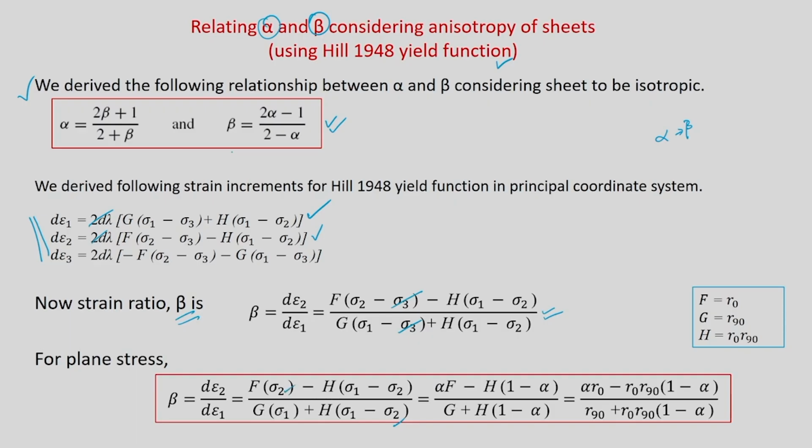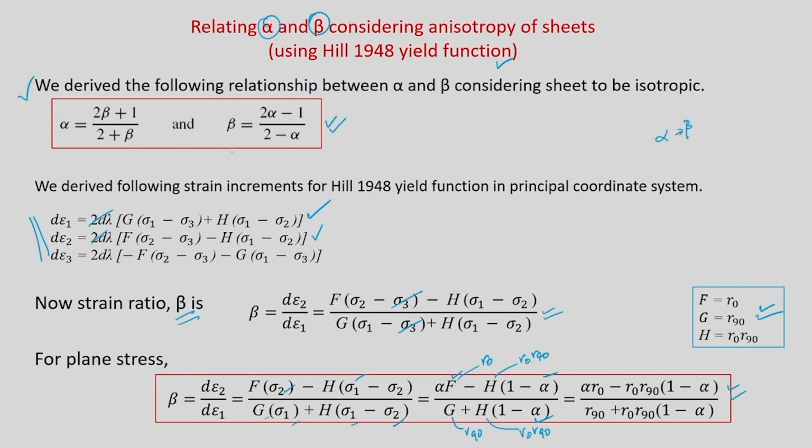So, sigma 2 by sigma 1, alpha into F minus H into this becomes 1, this becomes alpha, G into 1 plus H into 1 minus alpha. So, now we have derived it already. Now, the only thing is we have to replace it with the plastic strain ratios which we are going to use. F is nothing but R0, so replace it with R0. H is nothing but R0 R90, replace it. G is nothing but R90, replace it. This fellow is R0 R90. So, finally, you will get this simple equation.